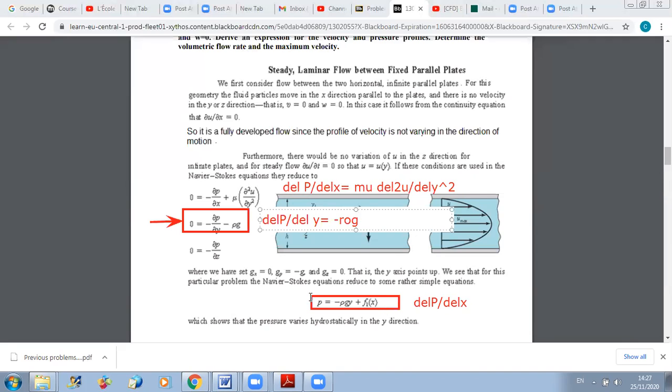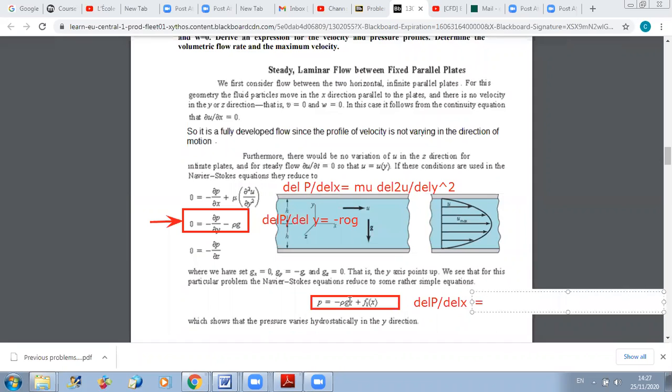Now, let us derive this relation, because what we want is information about del P over del X. If you do the derivative with respect to X, Y is a constant for you. So the derivative of minus rho Gy is simply 0, plus the derivative of F with respect to X will give you dF over dX, because F is only a function of X. And now you can say that del P by del X is only equal to dF by dX. What is the conclusion I can make from this? Who will tell me?